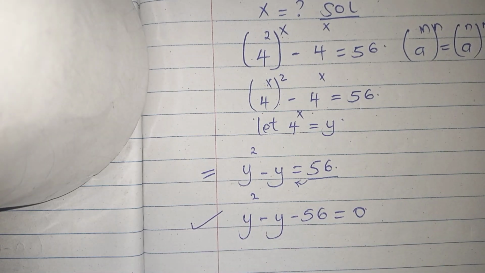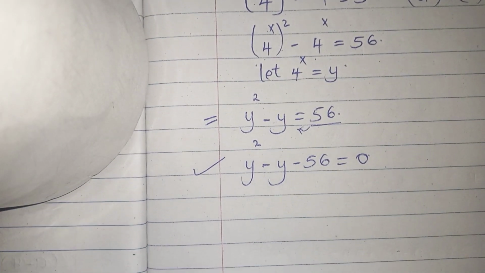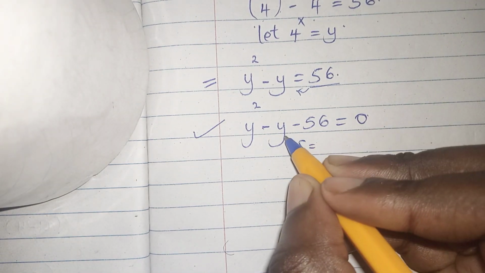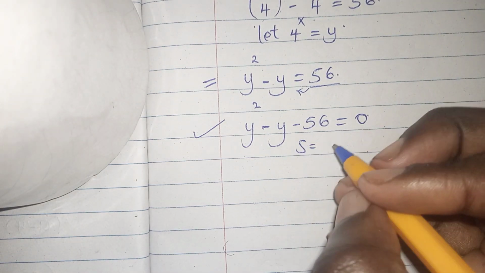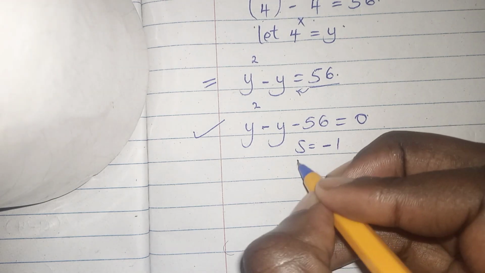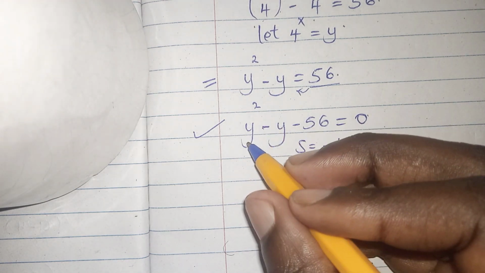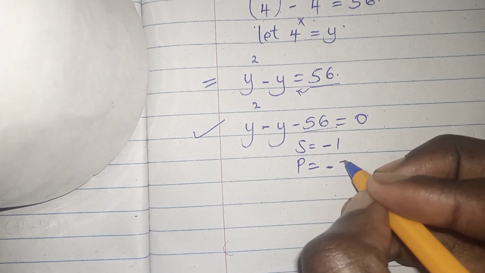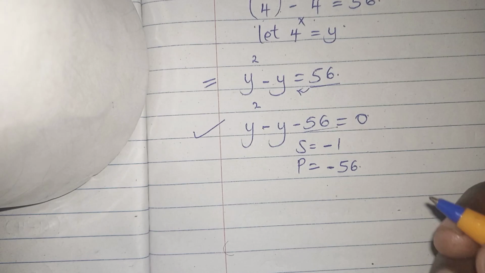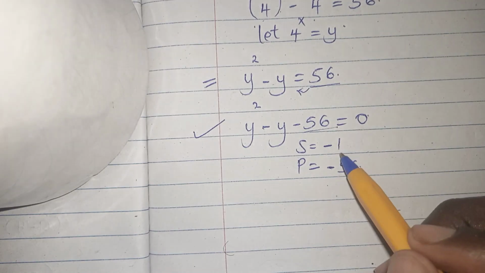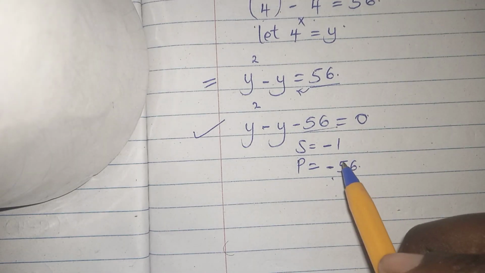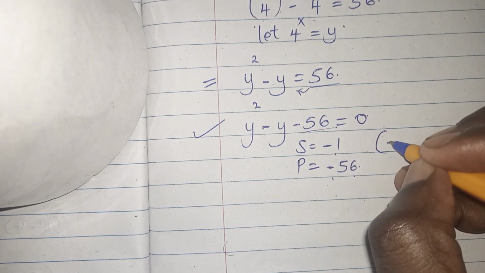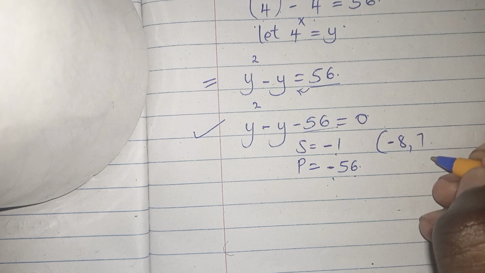So we formed a nice quadratic equation and we can solve it using factorization, whereby our sum is the coefficient of y, which is negative 1, and our product, the coefficient of y squared, which is 1 times our constant, negative 56. So this becomes negative 56. We shall look for two numbers. Their product should give us negative 56 and their sum should give us negative 1. So these two numbers are negative 8 and 7.